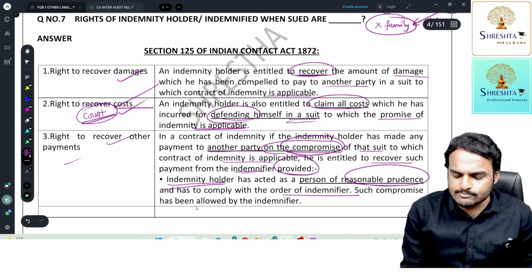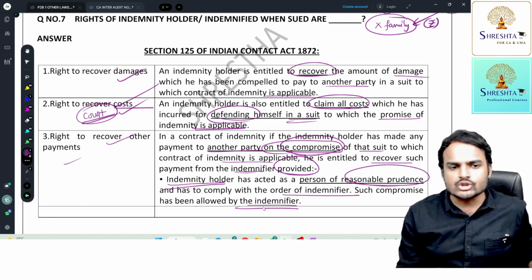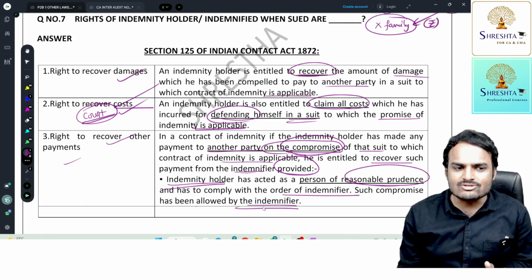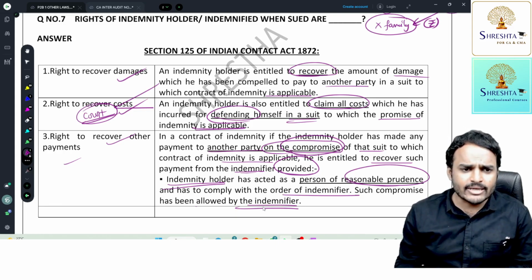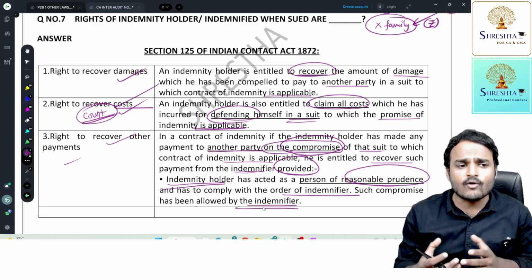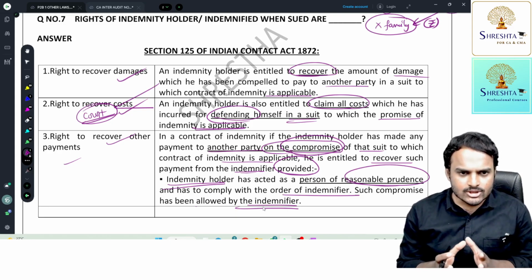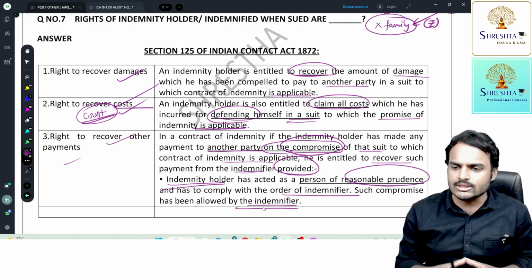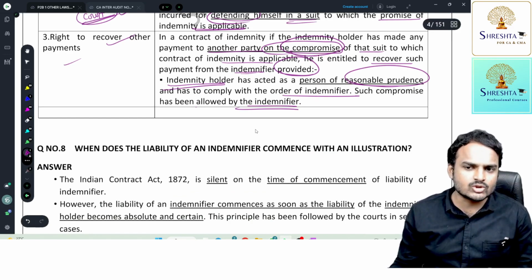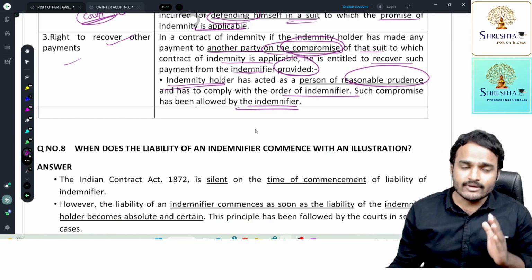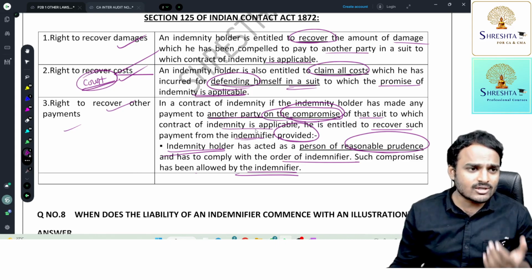Such compromise has been allowed by the indemnifier. That means the indemnity holder should act according to the instructions of the indemnifier. If there is no instruction from the indemnifier, then he should act as a man of ordinary prudence. Understood? So simply, he should do things according to the indemnifier's directions. Then only he is entitled to recover any sums paid under compromise or any amount paid as damages or cost.